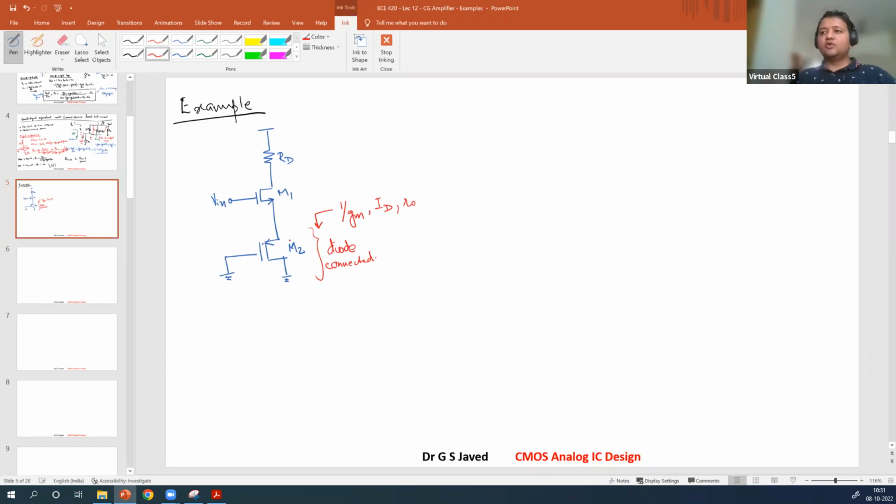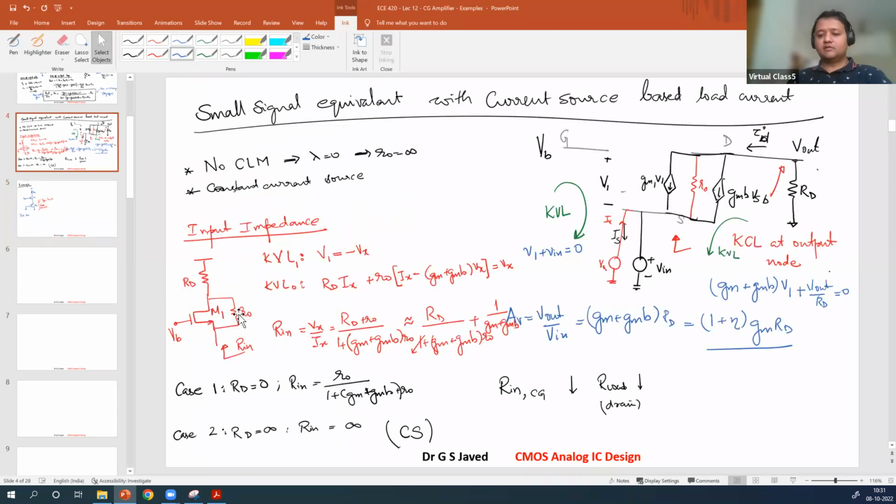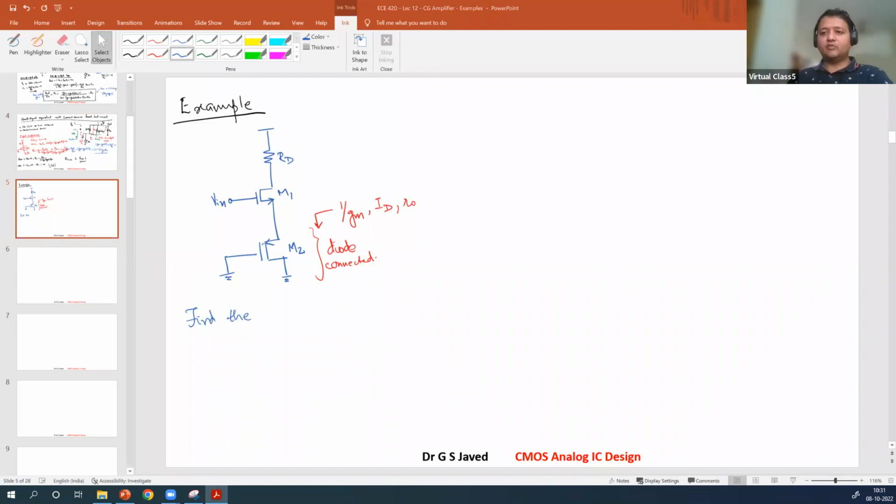So we have to do two considerations: one in the presence of channel length modulation, another in the absence of channel length modulation. Let us start when channel length modulation is 0. The question is to find the open loop gain of the circuit. Find the small signal voltage gain.